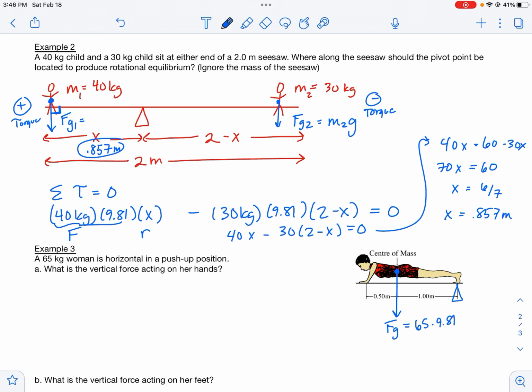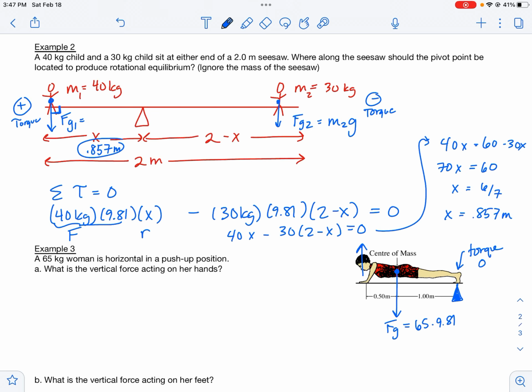Now in these torque problems, you can put the pivot point anywhere you want. And I'm going to put it at her toes, so I don't have to worry about the force on her toes, because the torque there would be 0. That just leaves me with her hands. Her hands must be producing a torque in the opposite direction.